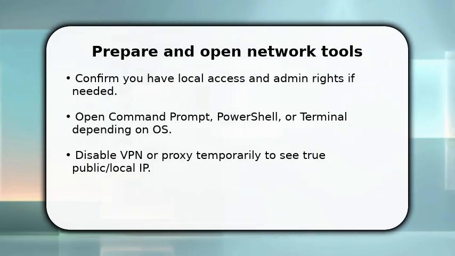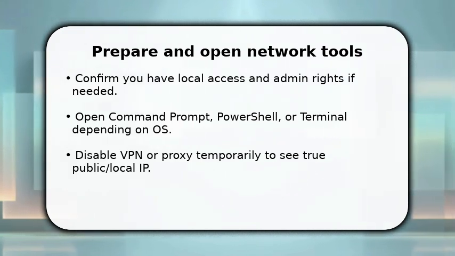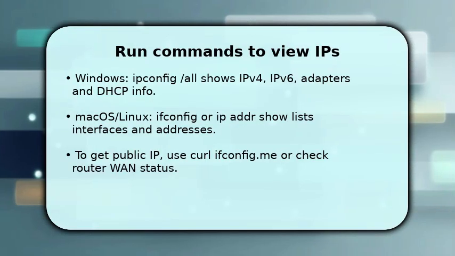Once the shell is open, you'll run simple commands that reveal both your machine's local address and indicators for the public address. This saves time and prevents misleading results from tunneled connections. Now run the appropriate commands and read the output carefully.